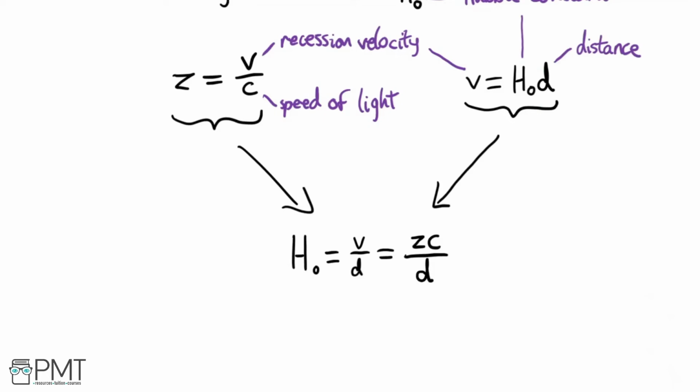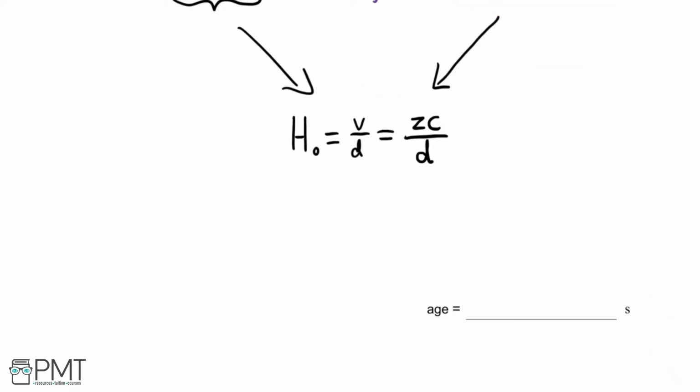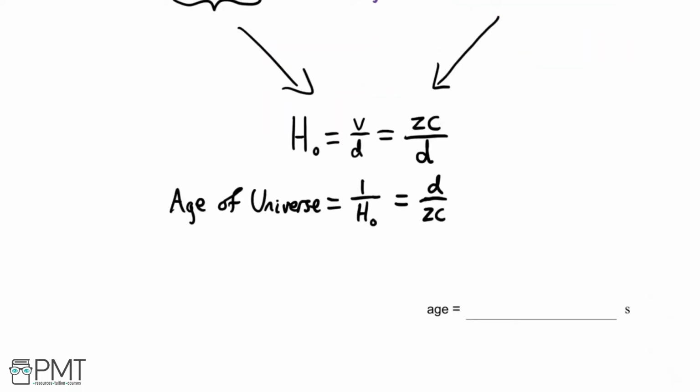So the Hubble constant is equal to the redshift multiplied by the speed of light divided by the distance of the quasar. Now we could go a step further here and find the inverse of the Hubble constant so that we've got a direct value for the age of the universe. So all we need to do is do 1 divided by the Hubble constant, or flip the zc over d fraction upside down. Then all we need to do is substitute in our values. Remember that d and z are given to us in the question.